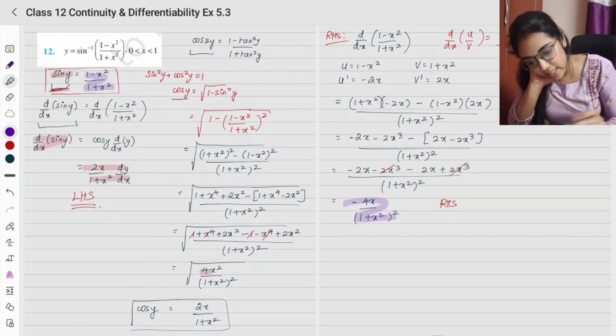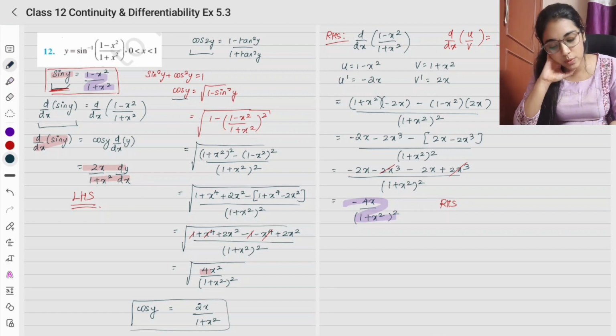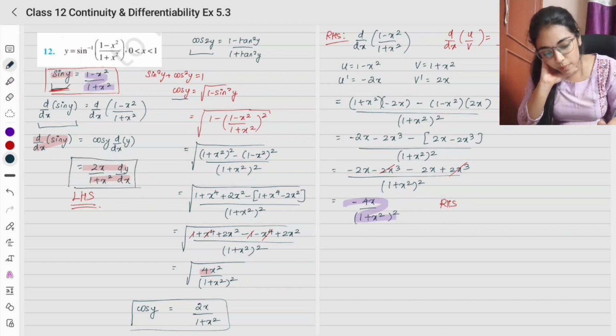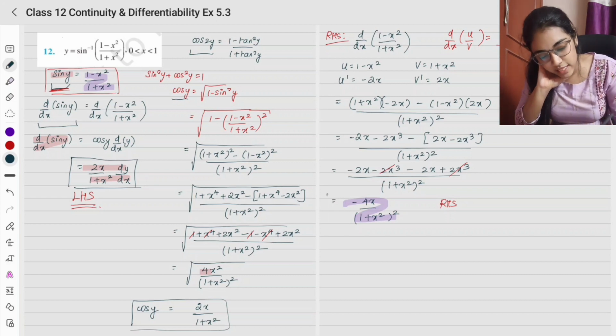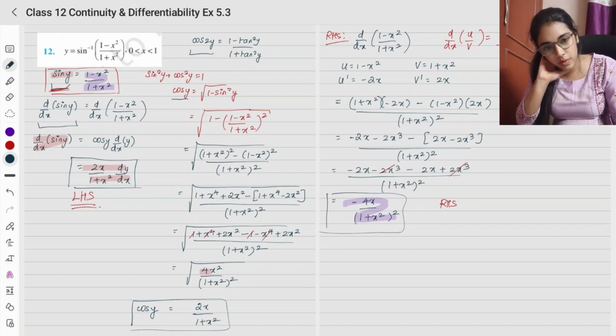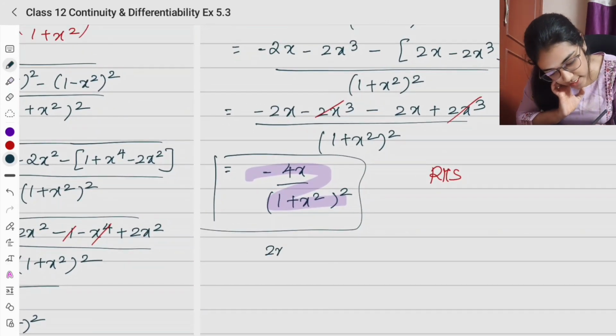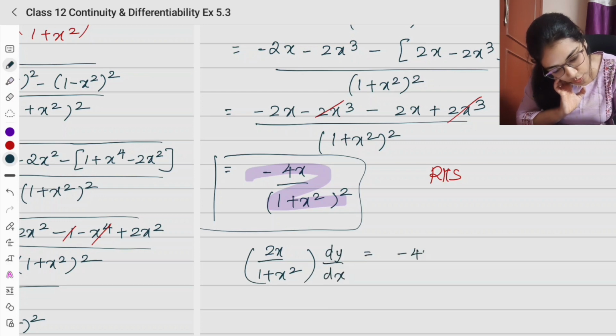Now we have found the LHS separately and the RHS separately. I am going to equate both. LHS is equal to RHS. This is my LHS, 2x divided by 1 plus x square dy by dx. And this is my RHS, minus 4x divided by 1 plus x square the whole square. If we write both of these, what will happen? I'll have 2x divided by 1 plus x square times dy by dx is equal to minus 4x divided by 1 plus x square the whole square.